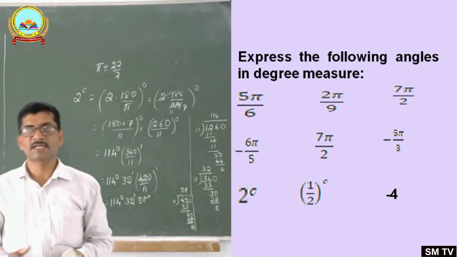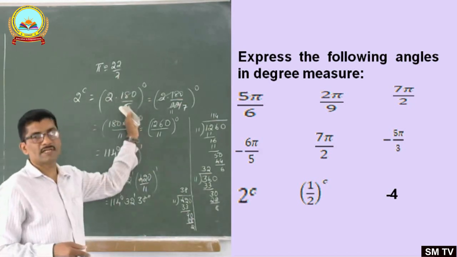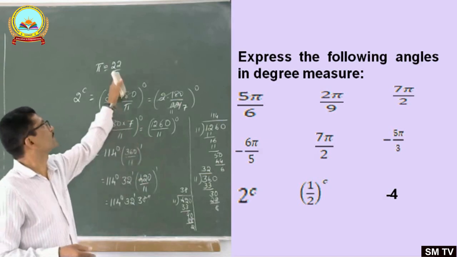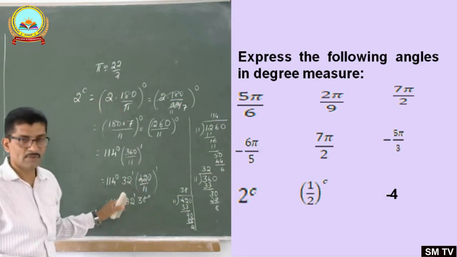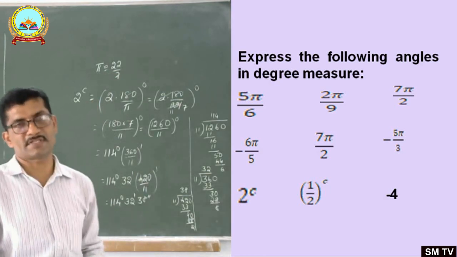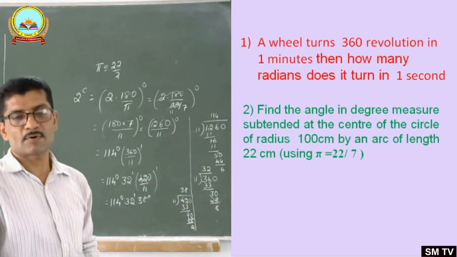Similarly, you can find it for -4. Here also -4 is multiplied by 180 divided by pi, using pi equal to 22 divided by 7. It is exactly double of this but with a negative sign. The next examples, these are very important results.